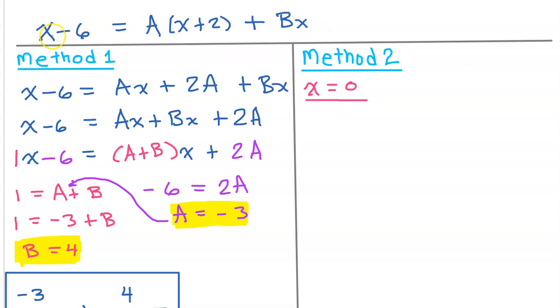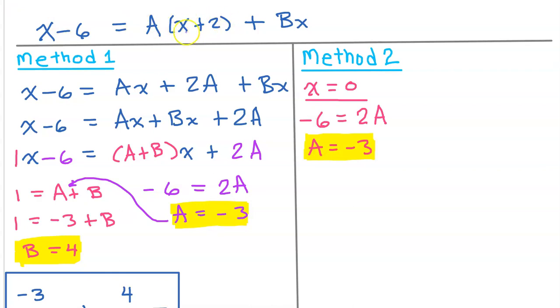On the left side of the equation, that will leave us with -6. And then on the right-hand side, the second term is gone, but we still have a times 0 plus 2. In other words, 2a. Now we can solve for a by dividing both sides by 2. So we get a is equal to -3. Notice that's the exact same thing that we got by using method 1.